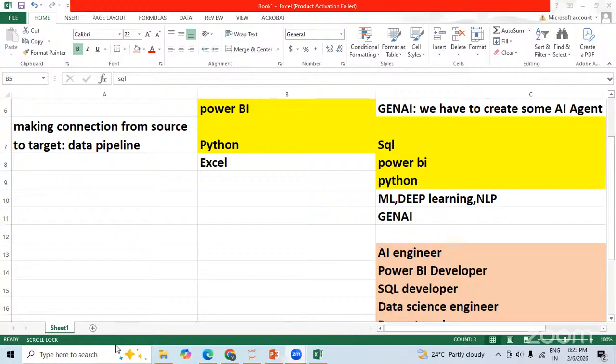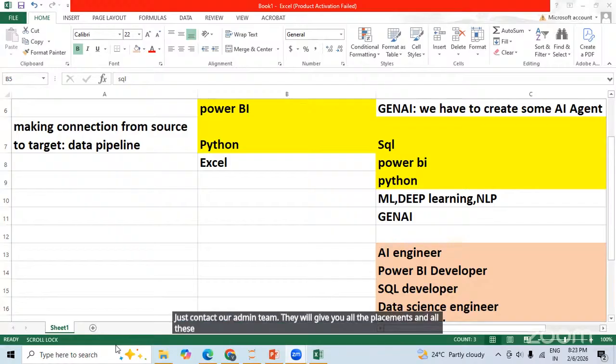Anything else? Just contact our admin team. They will give you all the placements and fees structure, all these things.